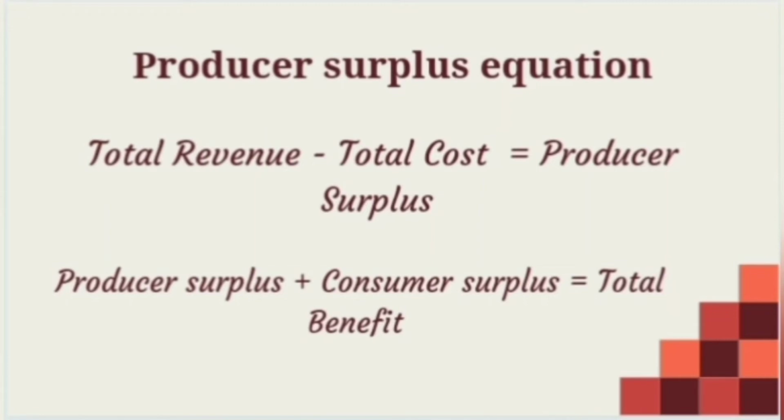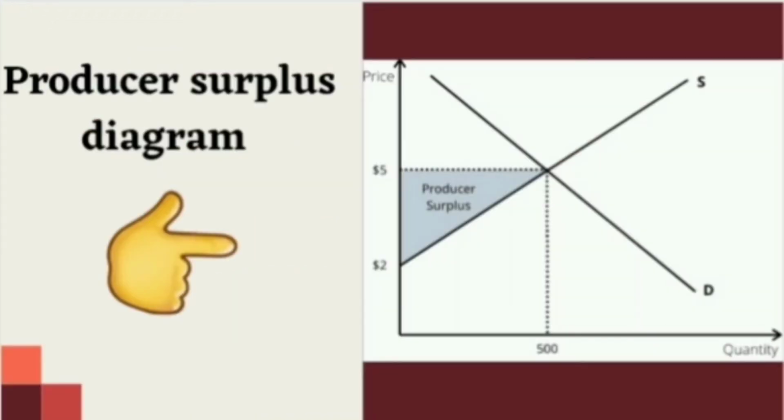Let's look at a graph of the producer surplus. In this diagram, the OX-axis represents quantity of the commodity and the OY-axis represents the price of the commodity. And also, there are supply and demand curves. There is an equilibrium point where the demand curve intersects the supply curve. Here, the producer surplus is shown in grey color.